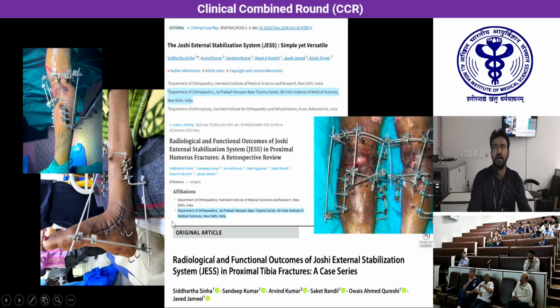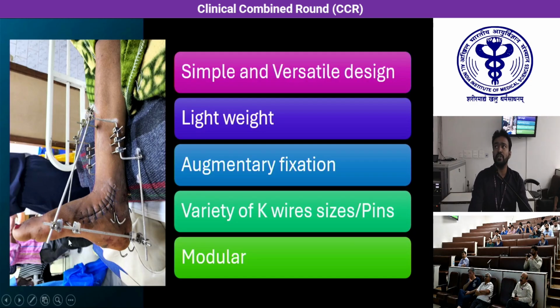So for this, we searched the literature where one procedure is described by B.B. Joshi, that is the Joshi external stabilization system. That is a simple method that is based on K-wires. It is a simple and versatile design. This is lightweight. This acts as an augmented fixation. That means that it can be added along with the tibia nail that is already inside the bone. And it is based on a variety of K-wire sizes and pins, and it is a modular implant. That means the implant can be modified at a later stage as per the need.